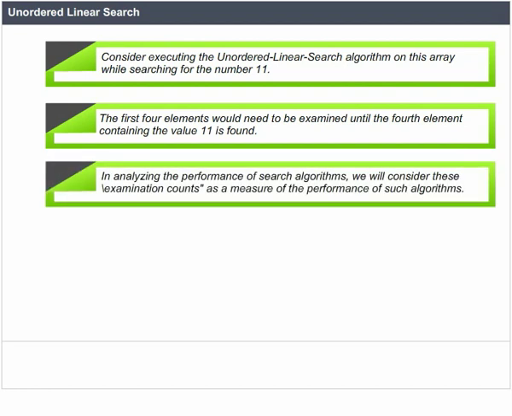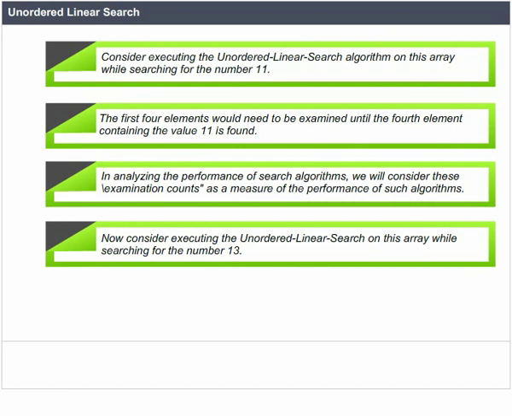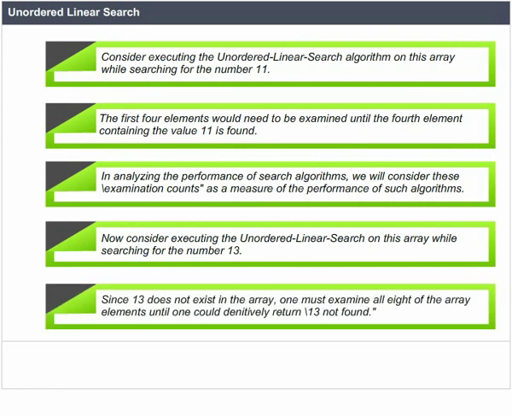In analyzing the performance of search algorithms, we will consider these examination counts as a measure of the performance of such algorithms. Now consider executing the unordered linear search on this array while searching for the number 13. Since 13 does not exist in the array, one must examine all 8 of the array elements until one could definitely return 13 not found.